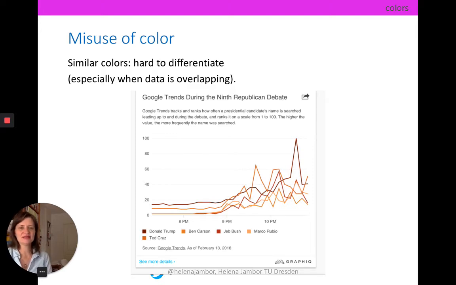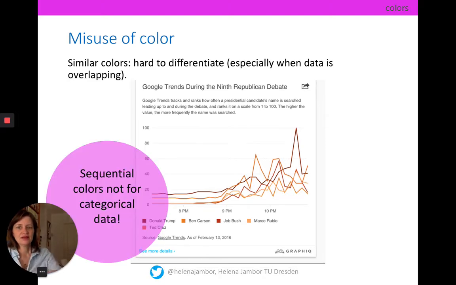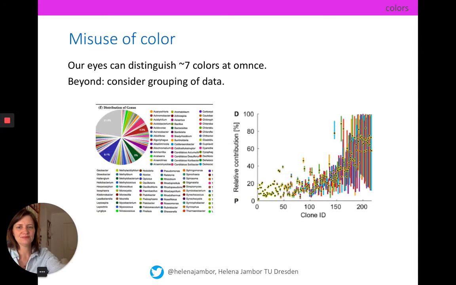From a distance, if you are not really close to the screen, it's probably very hard to tell apart in the line chart who is Ben Carson and who's Ted Cruz. So do make sure that the colors are not too similar if you want people to be able to differentiate them. Sequential colors should never be used for categorical data. I already said this before, and I'm sorry, there's a little typo in here.